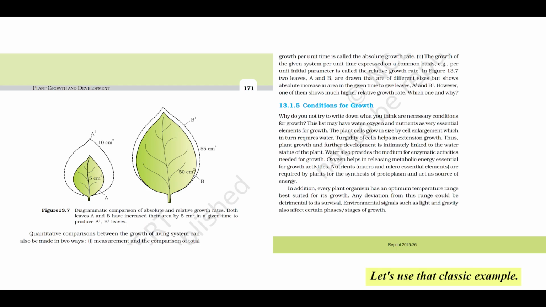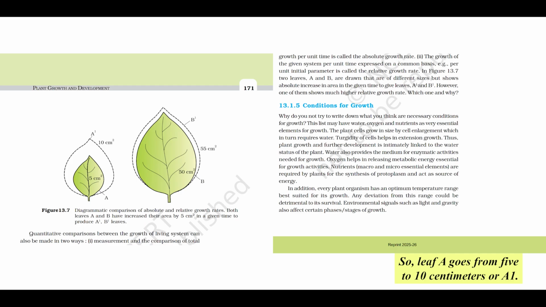Let's use that classic example, often shown like figure 13.7. Imagine two leaves, A and B. Leaf A starts small, say 5 centimeters squared. Leaf B starts much larger, say 50 centimeters squared. Over 1 week, both leaves increase their area by the exact same absolute amount, 5 centimeters squared. Okay, both grew by 5 centimeters.